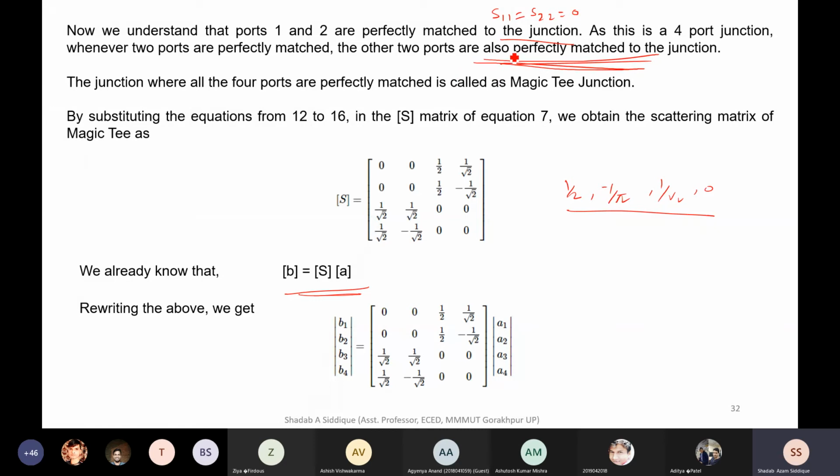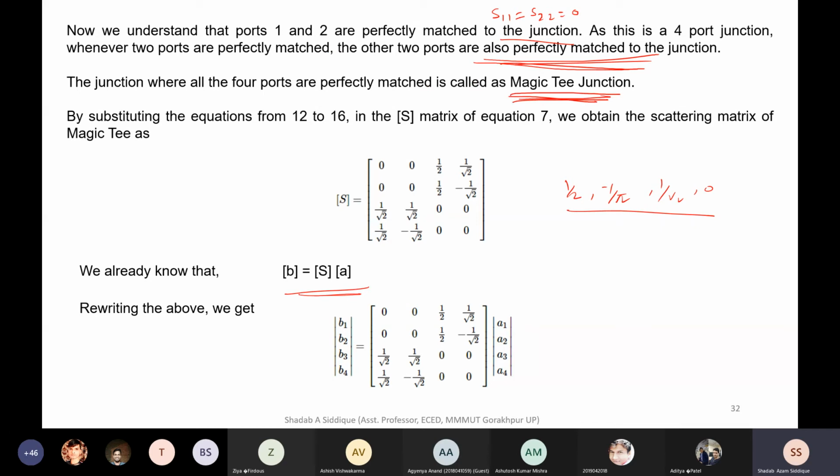Initially we had taken port 3 and port 4 as perfectly matched. And now, after applying the properties, we got port 1 and port 2 perfectly matched. So it is clear that if 2 ports are perfectly matched, the other 2 ports would by default be perfectly matched. So the junction where all the 4 ports are perfectly matched is called a magic T junction.